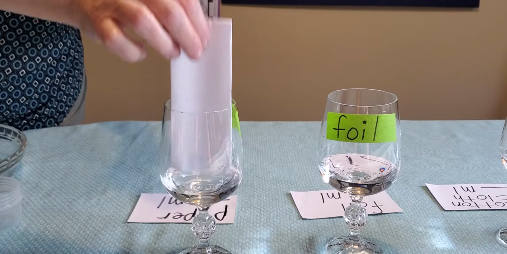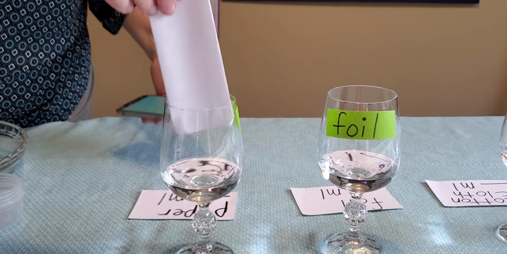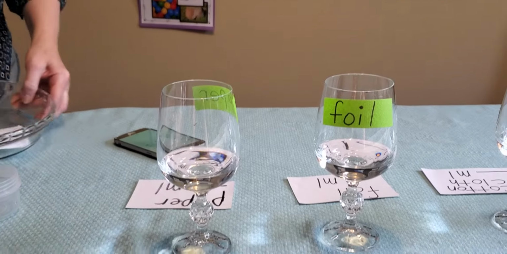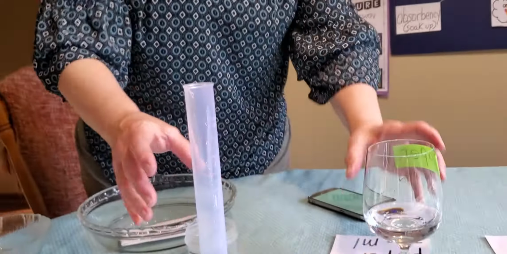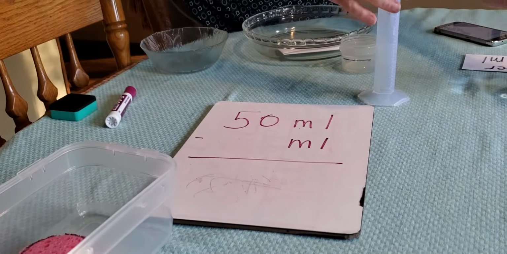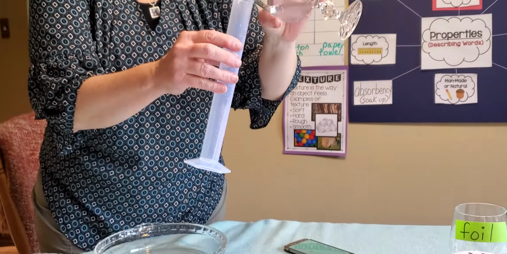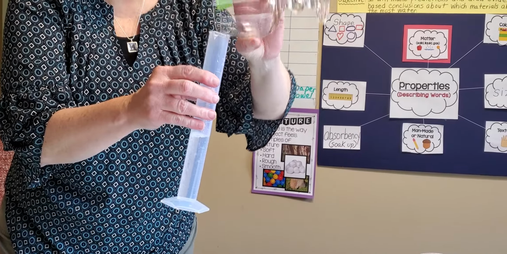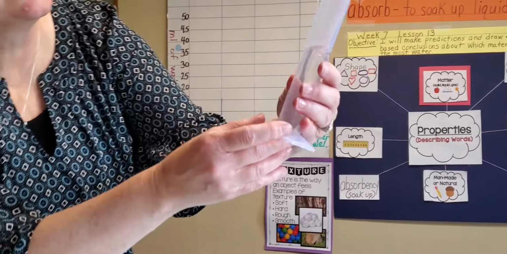Okay, we're going to stop. I'm going to pull it out. All right, I'm going to put this over here, and then I'm going to pour. And so boys and girls, we started out with 50 milliliters of water. I'm going to pour the water that's left over back into my graduated cylinder, and then I'm going to see how much is left.